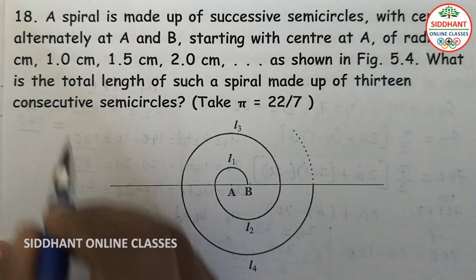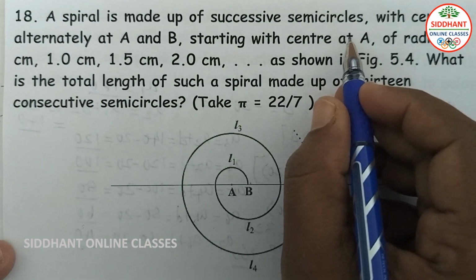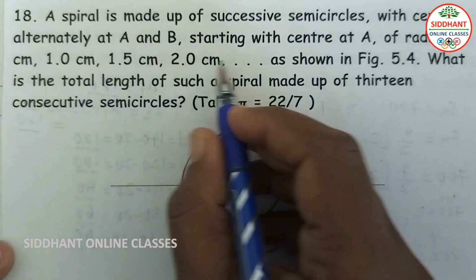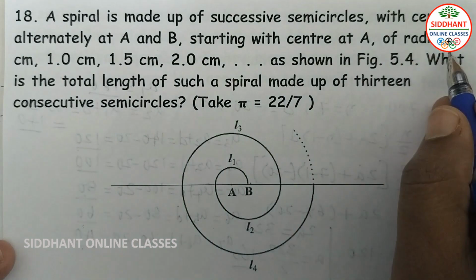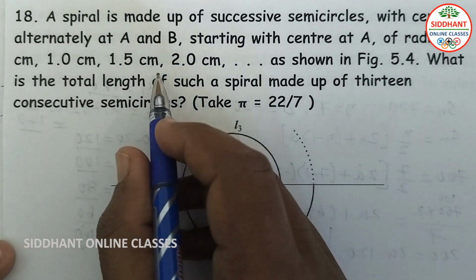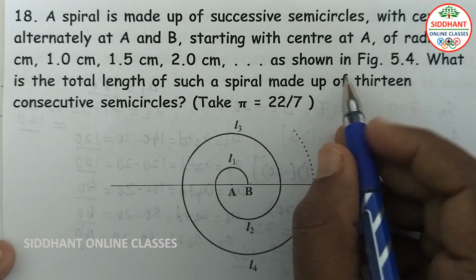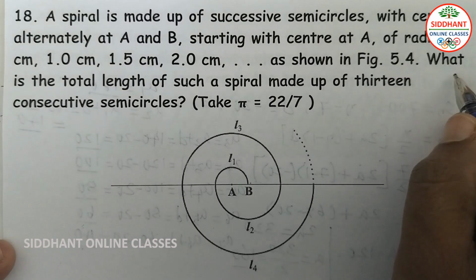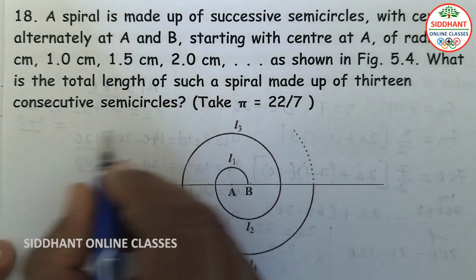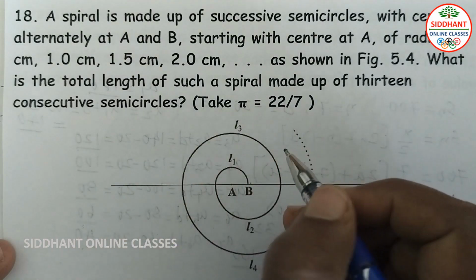Question number 18. A spiral is made up of successive semicircles with centers alternately at A and B, starting with center A, of radii 0.5 centimeter, 1.0 centimeter, 1.5 centimeter, 2.0 centimeter, and so on, as shown in this figure. What is the total length of such a spiral made up of 13 consecutive semicircles, taking pi as 22/7 here?